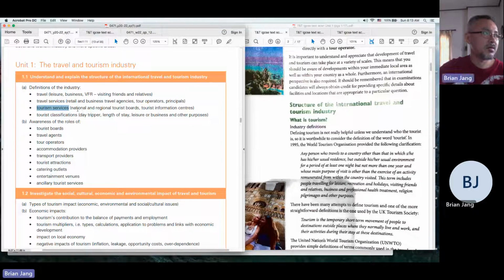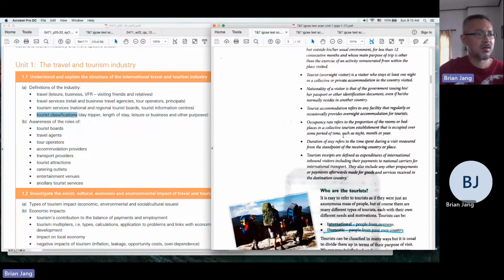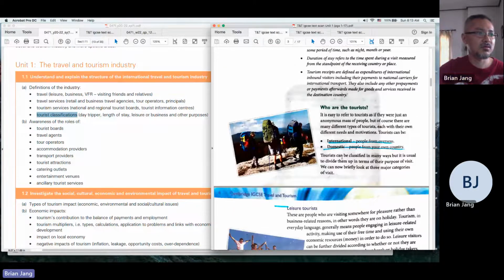So national and regional tourist boards. These are organizations that are there to help people at the national level or the regional level on how tourism will go, how they will promote tourism for different purposes, different areas. What are tourism information centers, TICs? Tourist classifications, the different types of tourists that they have. Who are the tourists? So this is what you do.